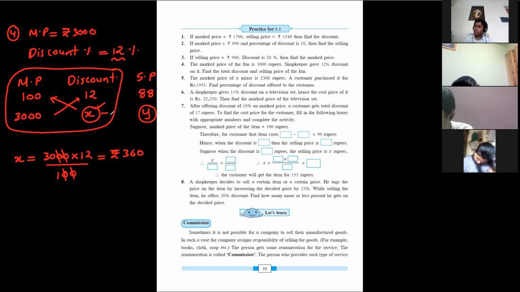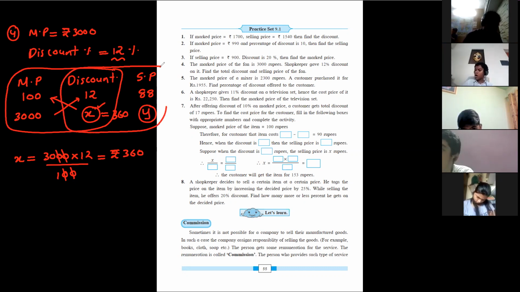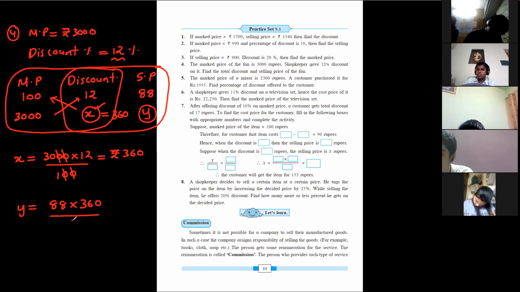Similarly, now we know what is X. It is what? Rupees 360. Now what we can do? We can use this part, that is discount and selling price part. Okay, now how will you use discount and selling price part? Y will be equal to 88 into 360 divided by what? 12. Now this 12 and this will be how much? 30. 3 into 88. So 3 into 80 will be what? It will be 240. 240 plus 24, it will be 2640. So this will be our selling price.